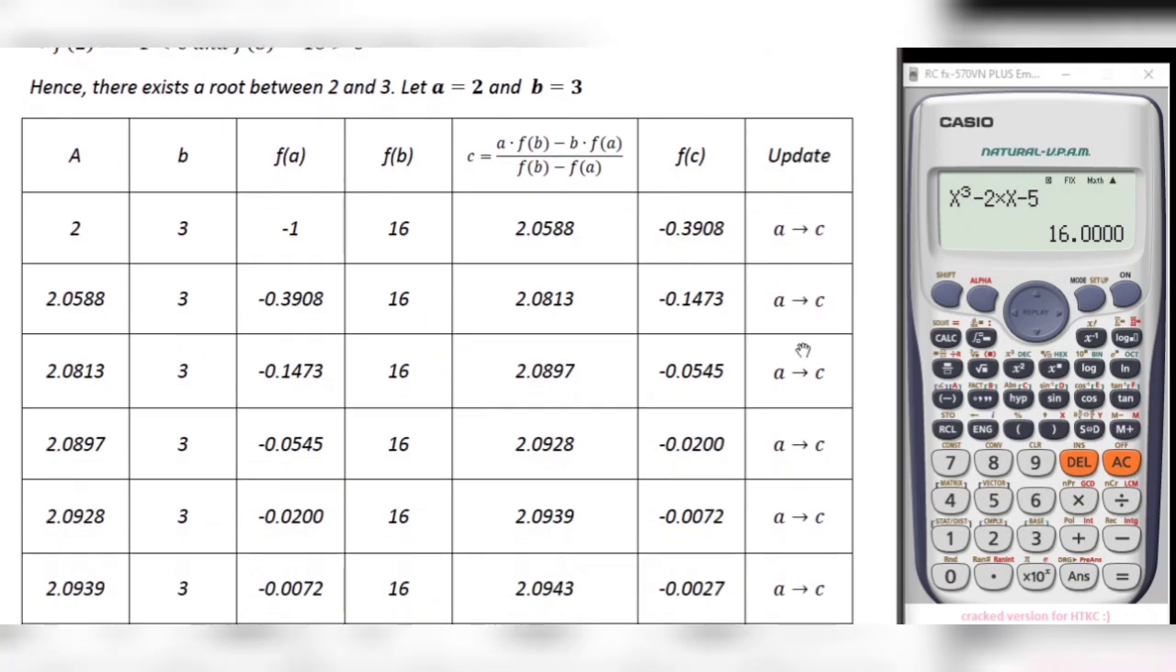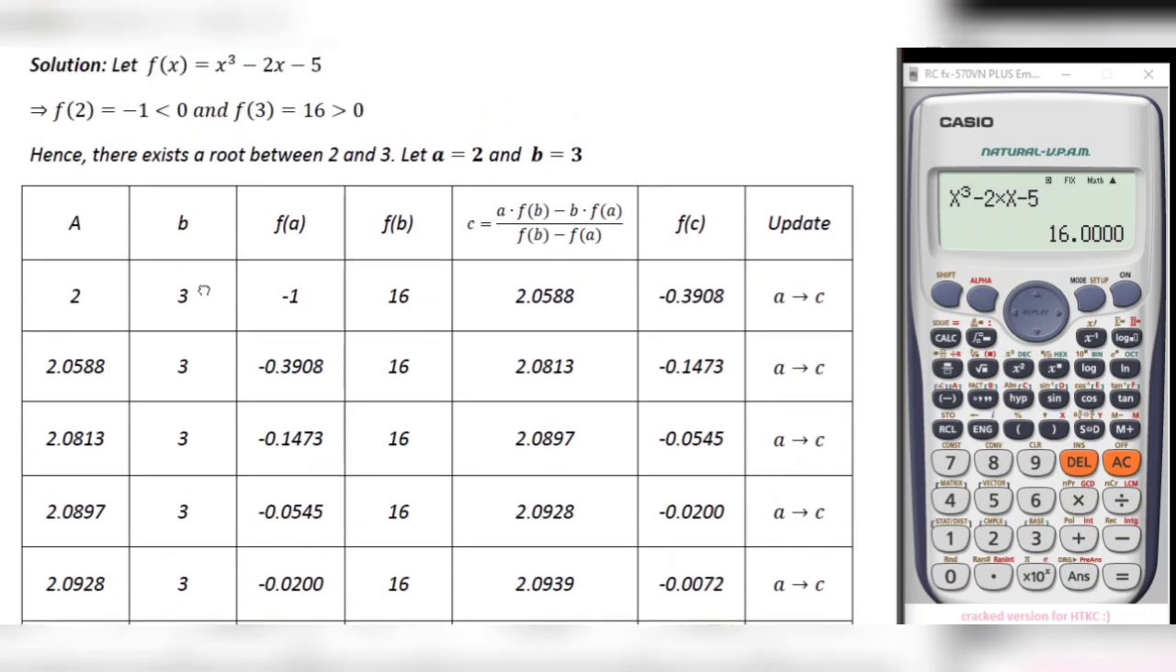Next we should draw a table like this: a, b, f of a, f of b, and c, which is equal to a into f of b minus b into f of a whole divided by f of b minus f of a, and the next column is f of c, and the last column is update. The initial values of a and b are 2 and 3. I have written here a equal to 2 and b equal to 3. F of a is minus 1, f of b, that is f of 3, is 16.